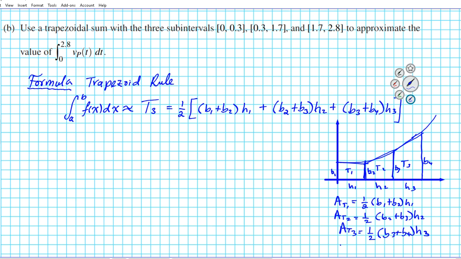Okay? So T3 is basically the area of trapezoid 1 plus the area of trapezoid 2 plus the area of trapezoid 3, and this is what approximates the integral. Okay, so we have that down. Now let's do some work with the table.